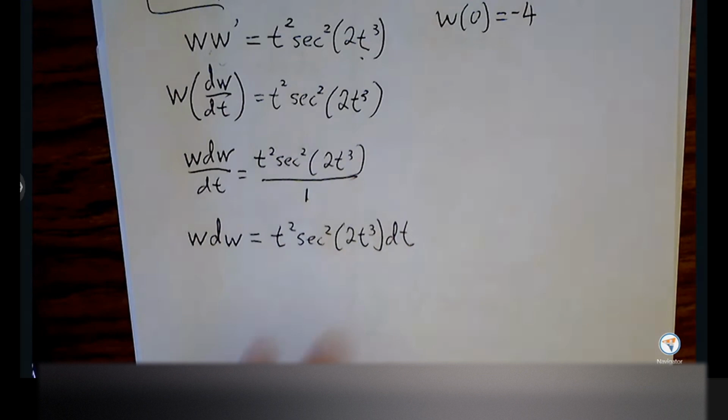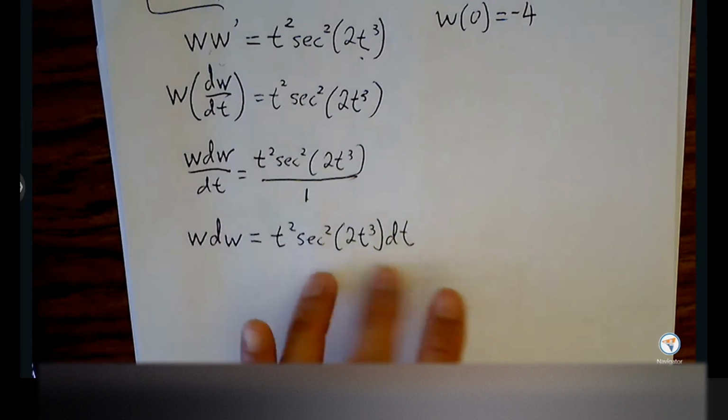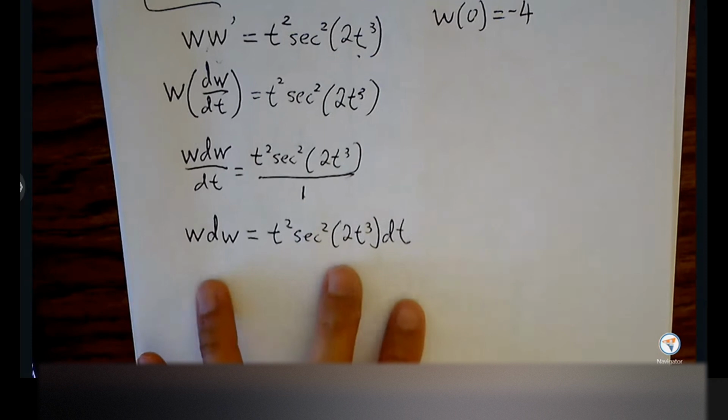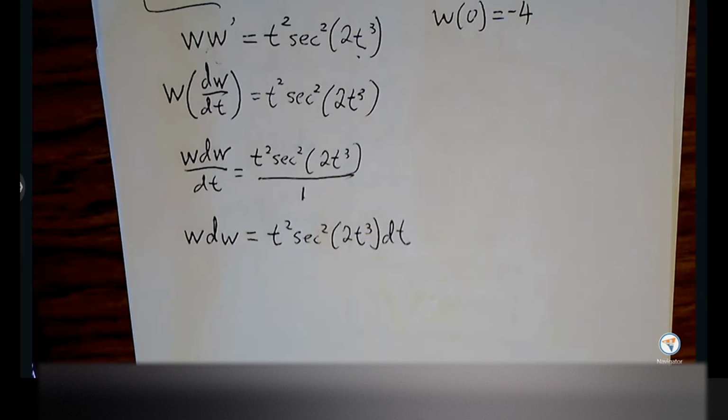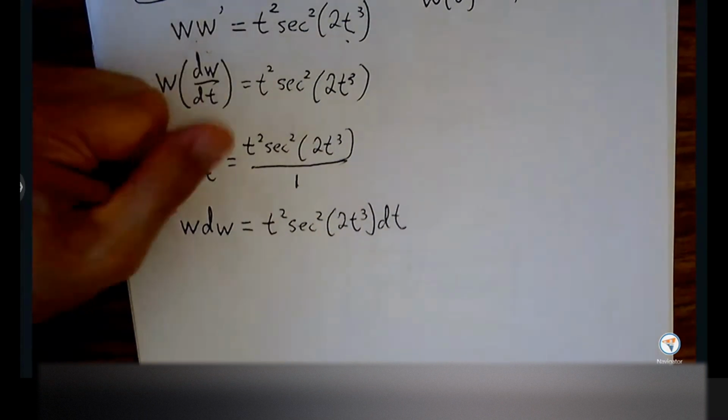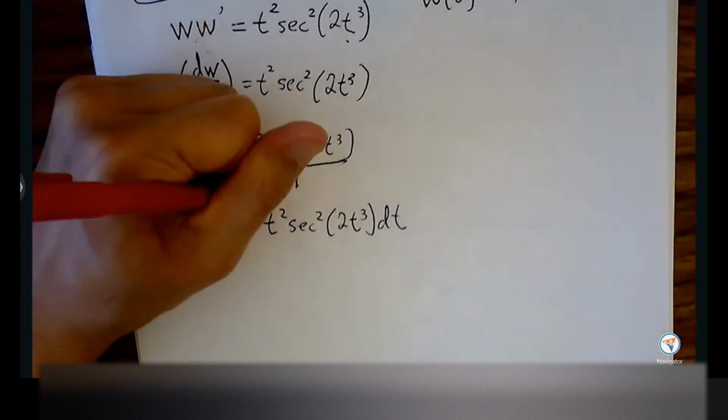Okay, I think we're good, right? All the T's are together, all the W's are together. There's no need to divide anything over. We already achieved full separation. Okay, so we'll move on to our integral stage.